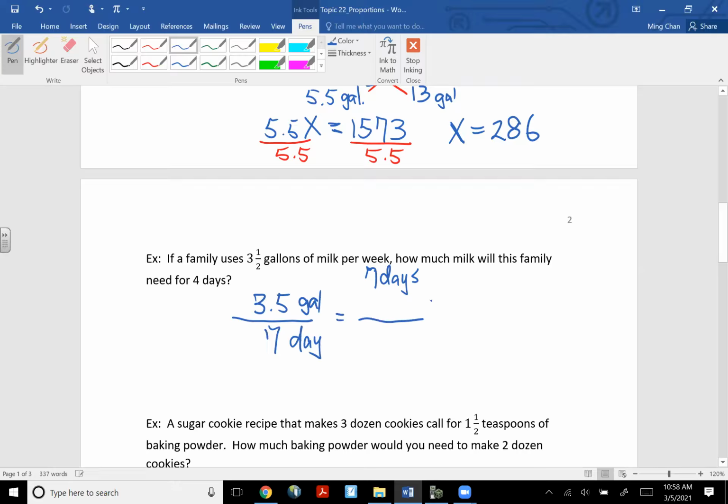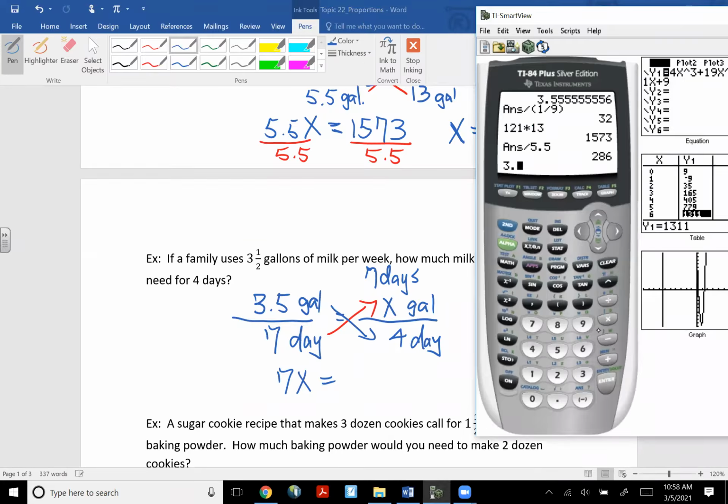Set it equal to. So the question asking how much gallon of milk. So there will be X gallon of milk is for 4 days. So let's do a little cross product. I always start off diagonally where the variable is. 7 times X is 7X. Set it equal to 3.5 times 4. 14.